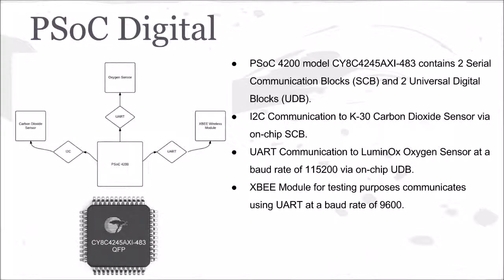So this is our piece of digital communication series. The PSoC 4200, with the specific model, has 2 SCB blocks and 2 USB blocks. We're using all of them. We are using UART for the oxygen sensor and a UART for the XBee wireless module, and we are using I2C for the carbon dioxide sensor.